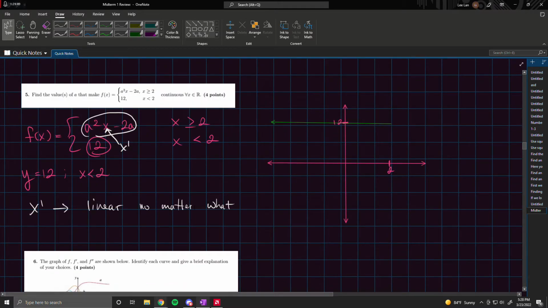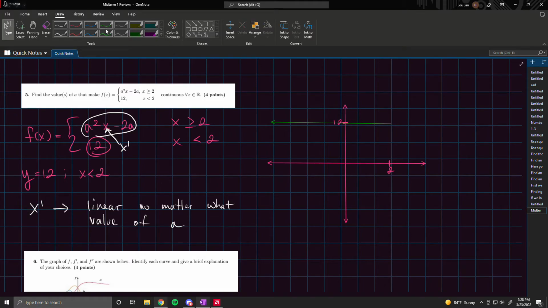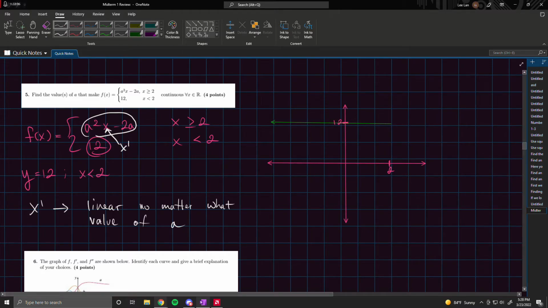Yeah, no matter what value of a. Sure, a moves the graph around, but this x to the first power means it's going to be a straight line, some sort of straight line, and it depends on what the a value is. That a value will move the x around, so it could be anywhere, but in this case, we want it to be continuous.